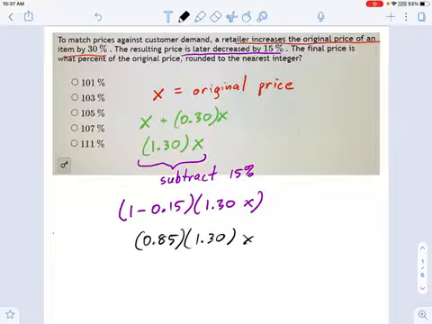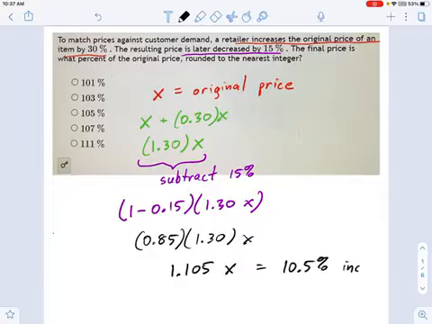All right, so that is 1.105x. And as a percentage increase, what is that? That is a 10.5% increase. See what I did with the digits there? These first two digits are the percentage increase, right? That's a 10.5% increase right there. So here we have our answer. It's about an 11% increase, or 111%, okay, right?